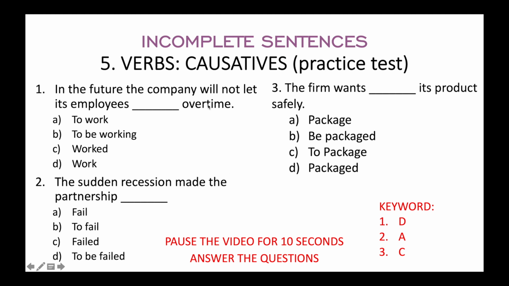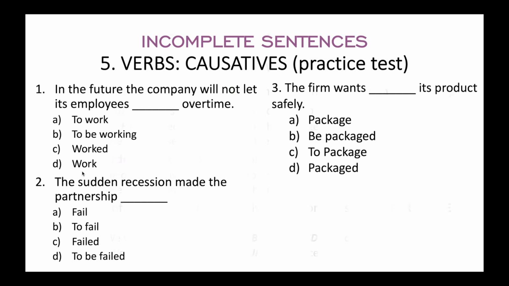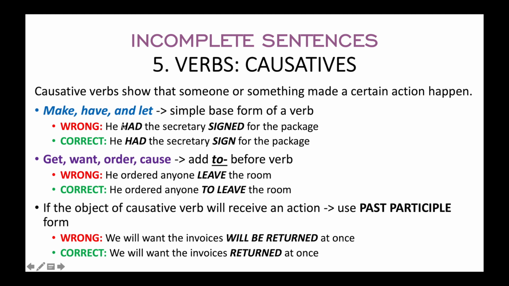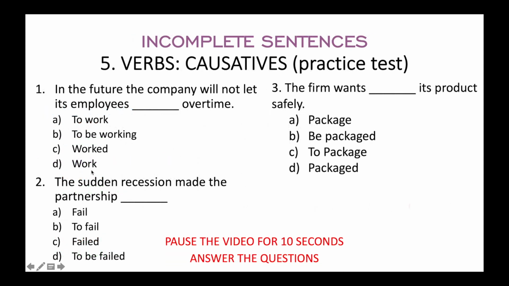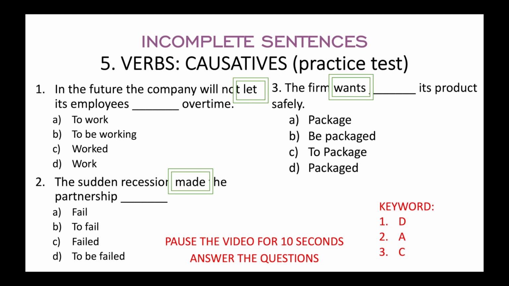For number one, pay attention that we have the word let over here. So if we have let, made, and others, we should choose just work. Take a look at the previous explanation. Nah, make, have, and let, it's only the simple base form of a verb. So we can just choose work over here. And then the next one would be made. This is the keyword for the answer. Similar with let, so the answer would be C. It would be A, I mean A.